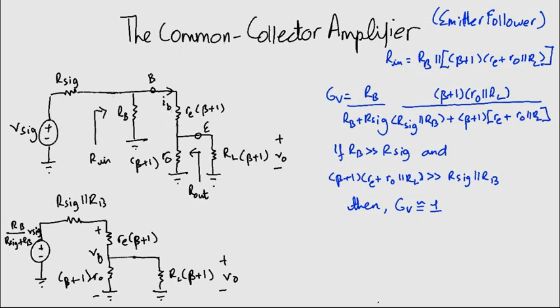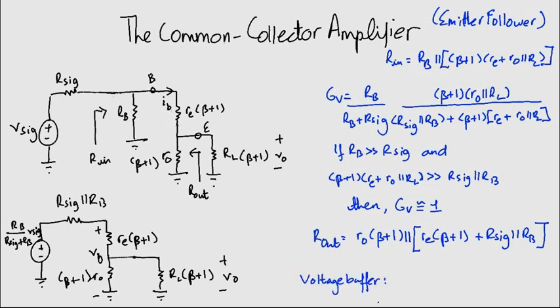We can write an equation for R out. Here we are. And now notice that Rin and R out clearly indicate that this amplifier is non-unilateral. Rin contains RL and R out contains R sig. Now, since the input resistance of the common collector is so high, it finds application as a voltage buffer when we connect a high resistance source to a low resistance load, all the while keeping the voltage gain almost constant.